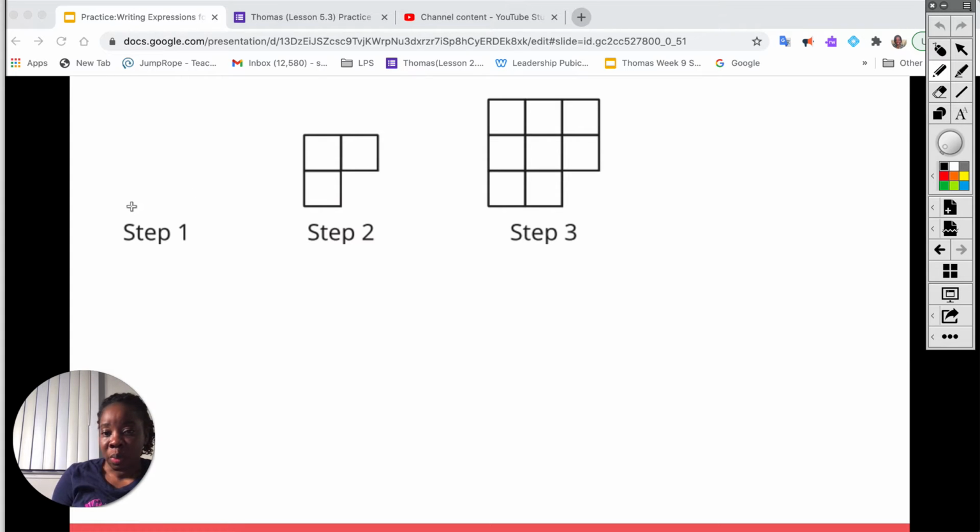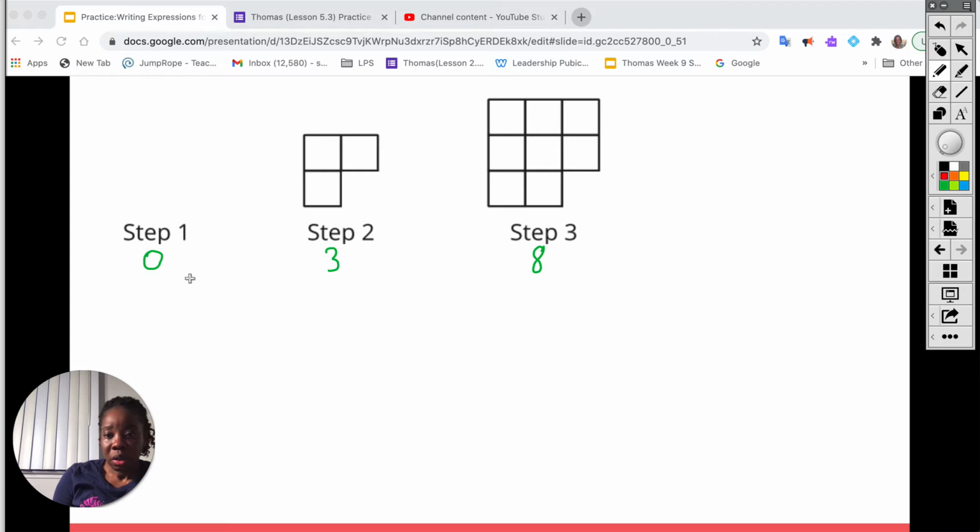And so step one, I notice there are 0 squares there. I'm going to use a different color. So 0 squares. Step two, I notice there are 3 squares. Step three, I notice there are 8 squares. I also want to look at the change in the rate of change.